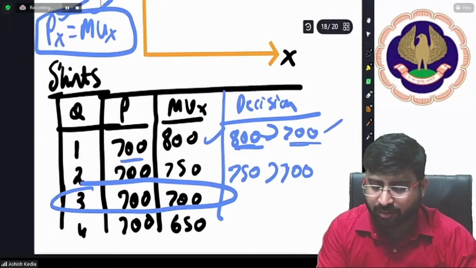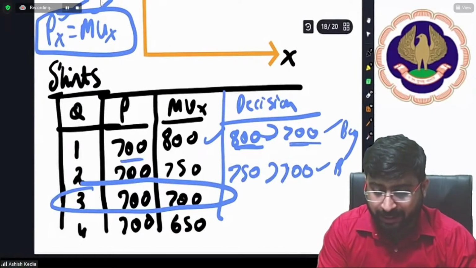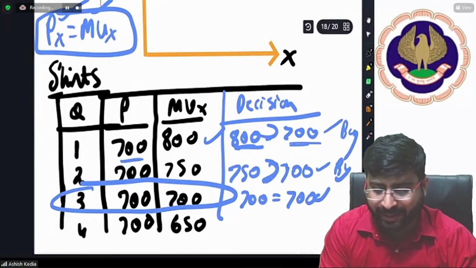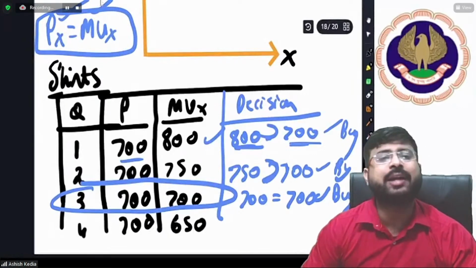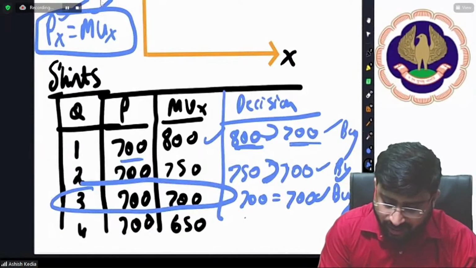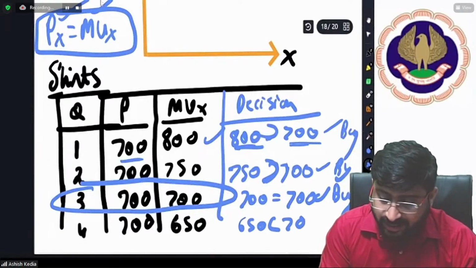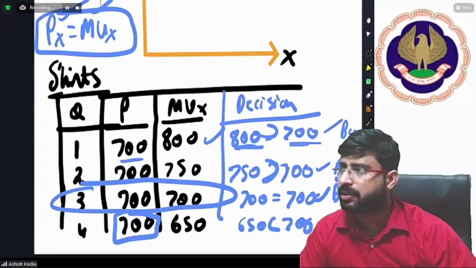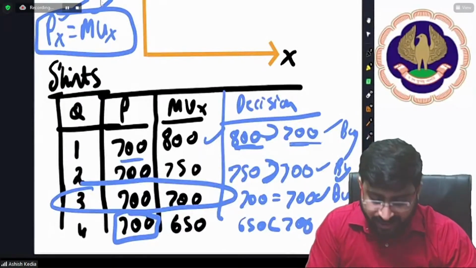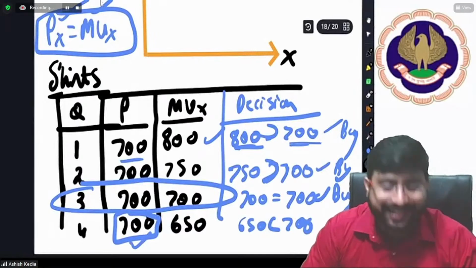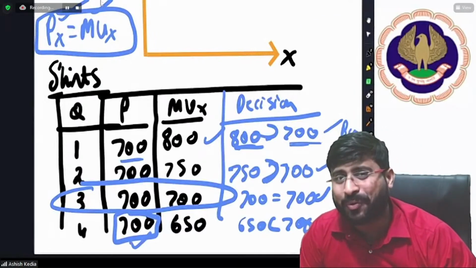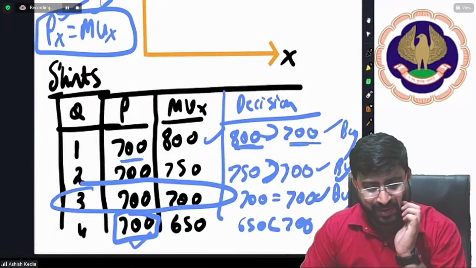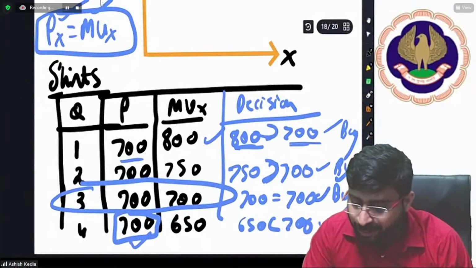So in both the cases we buy. But here both are equal. The satisfaction is equal to the price. So our decision was yet again buy. But in the third case, 650 is less than 700. So here money is more important than shirt. Here what is more important? Money is more important. Paisa zyada important ho gaya. So therefore the answer will be not buy.